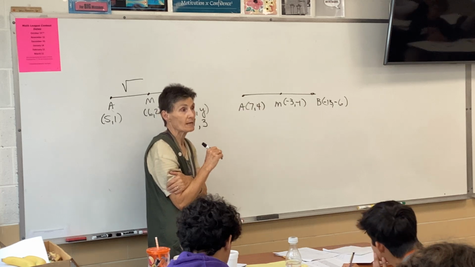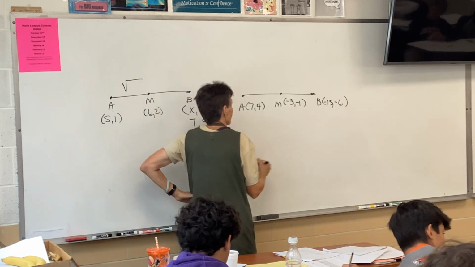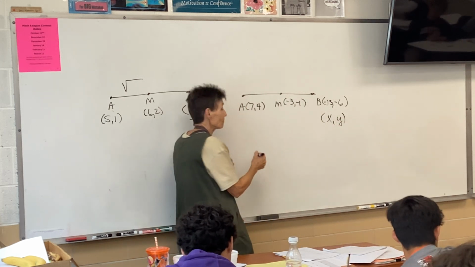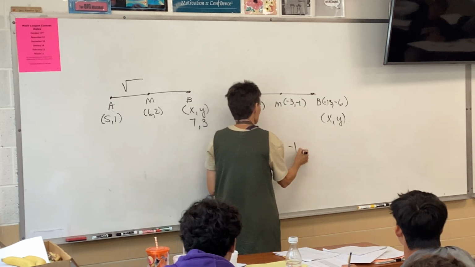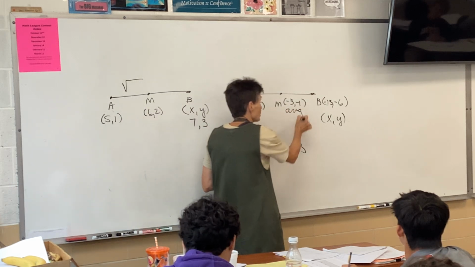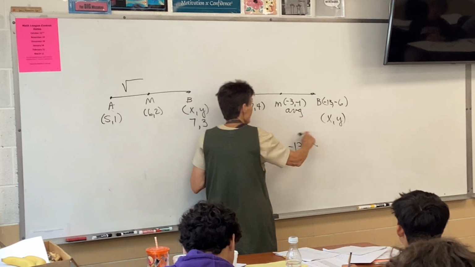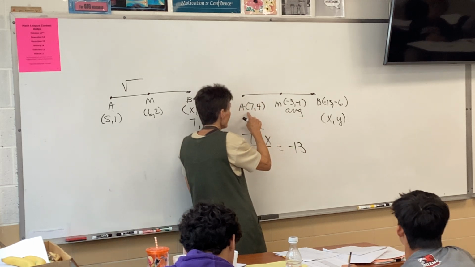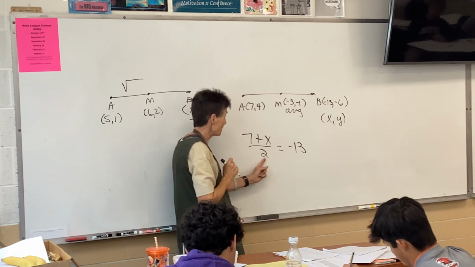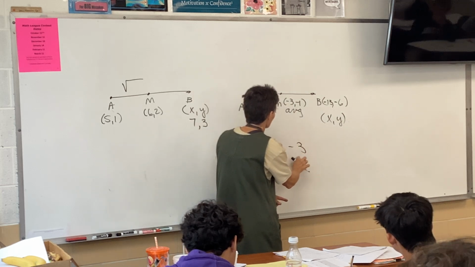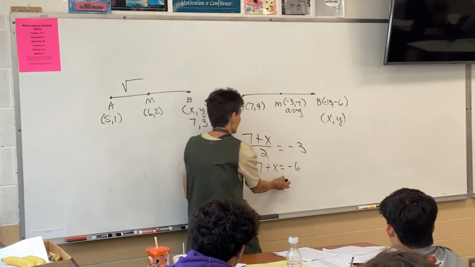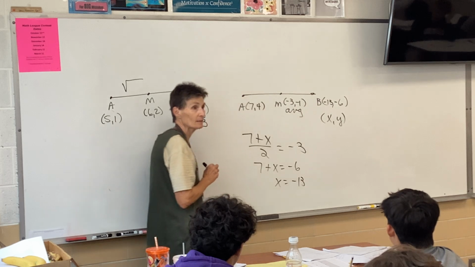Now, who had a different idea? Yep. You could set it up by doing midpoint. You could do average. 7 plus x over 2 equals -3. All right, let's stop there and make sure everybody sees this. He says, I remember that midpoint is average. So whatever x is out here, the average of 7 and x has to be -3. So 7 plus x, divided by 2, is -3. So 7 plus x equals -6. So x equals -13, exactly what we got using our logic.